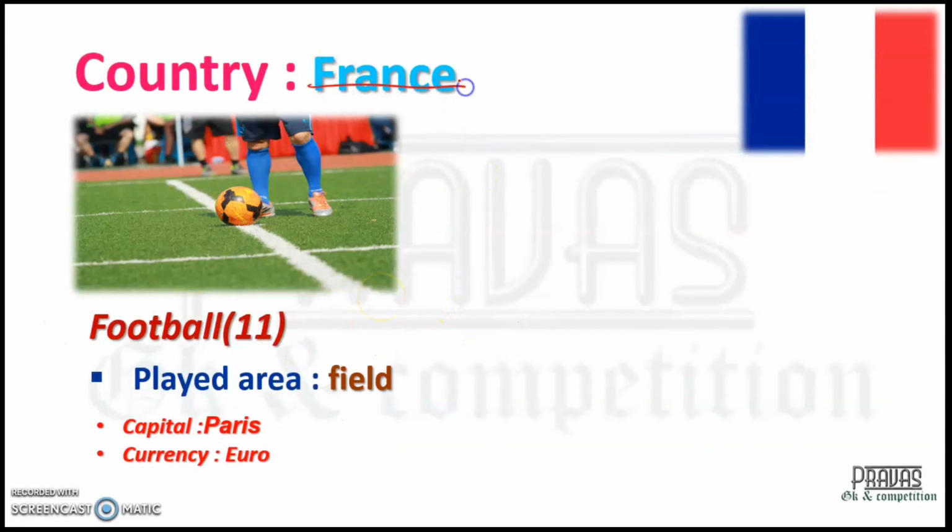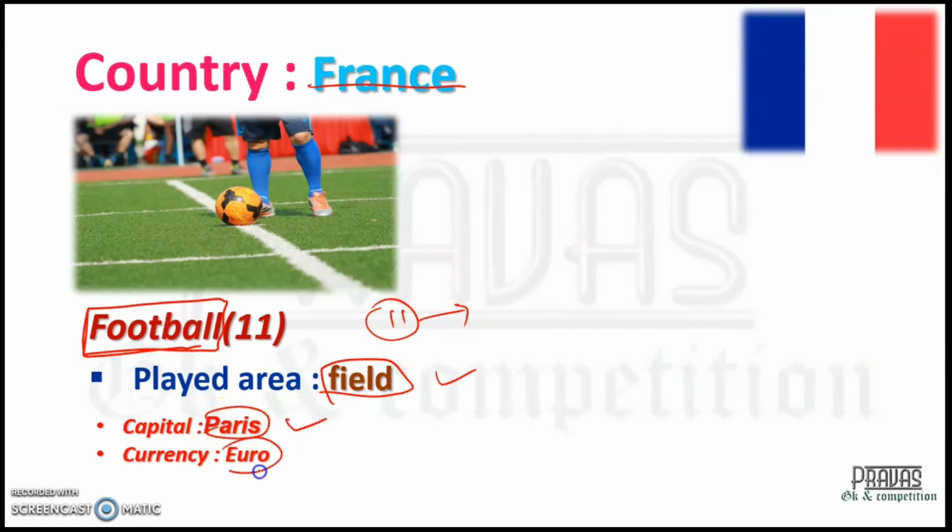The next country is France. France's national game is football, and there are 11 players playing in each team of football. Playing area is called field, and France's capital is Paris, and its currency is euro.